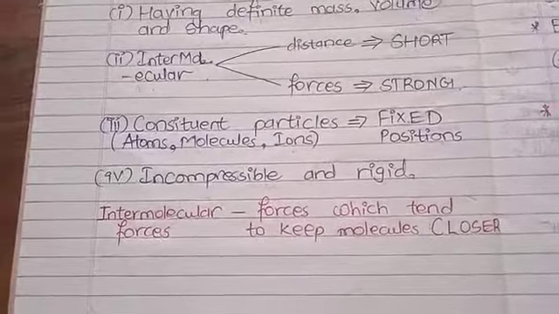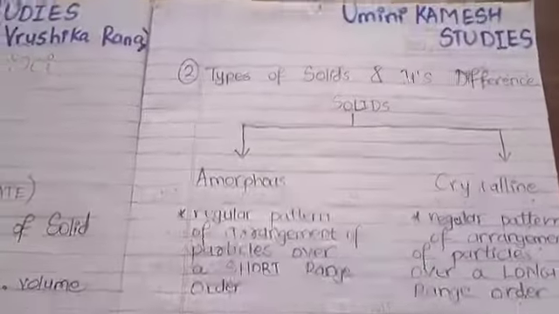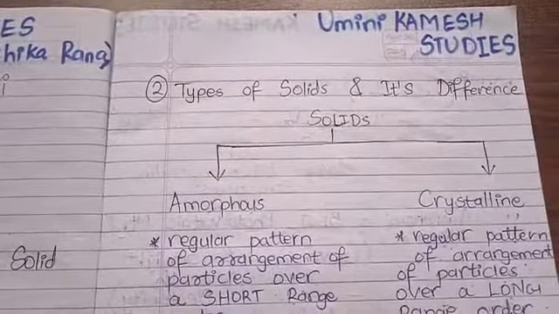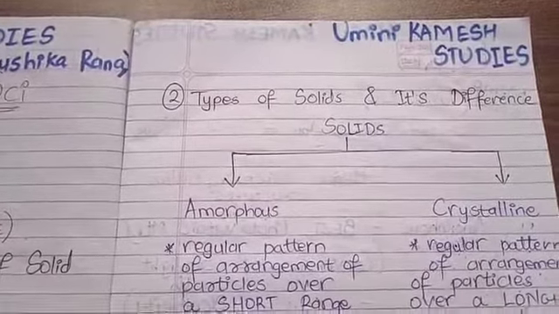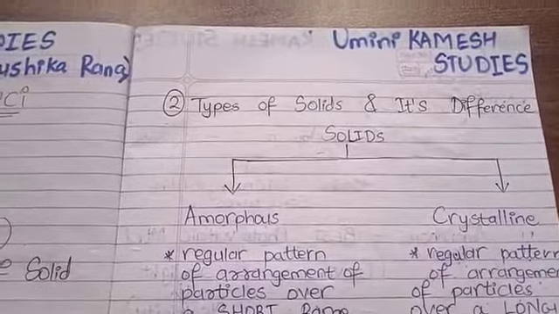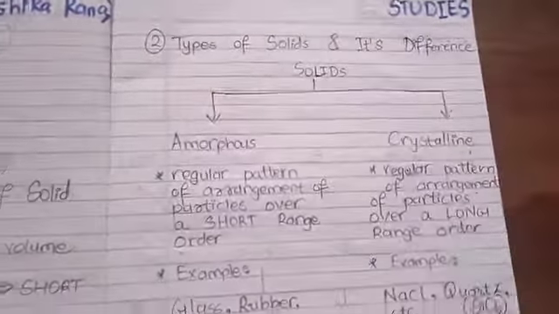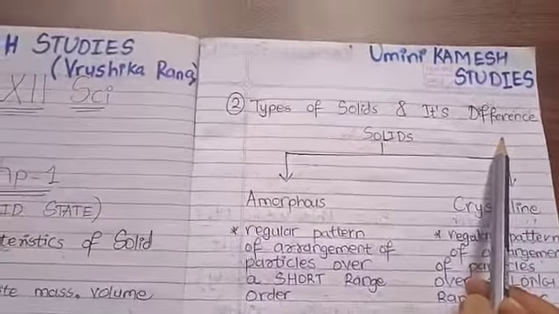Now we are going to move to the second topic, that is types of solids and their difference. I hope you understood the first topic, the general characteristics. The second topic, as we have discussed, is types of solids. There are two different types of solids and we are going to see their difference also. What is the major difference between both of these?